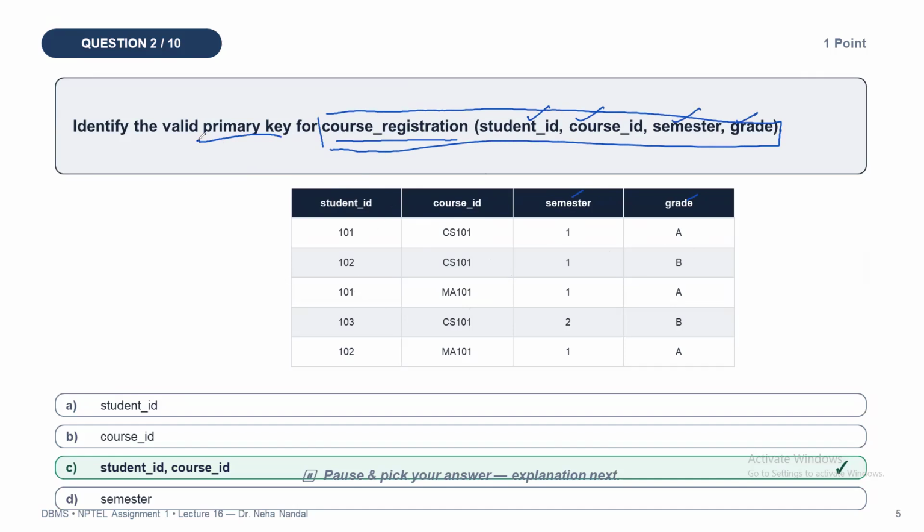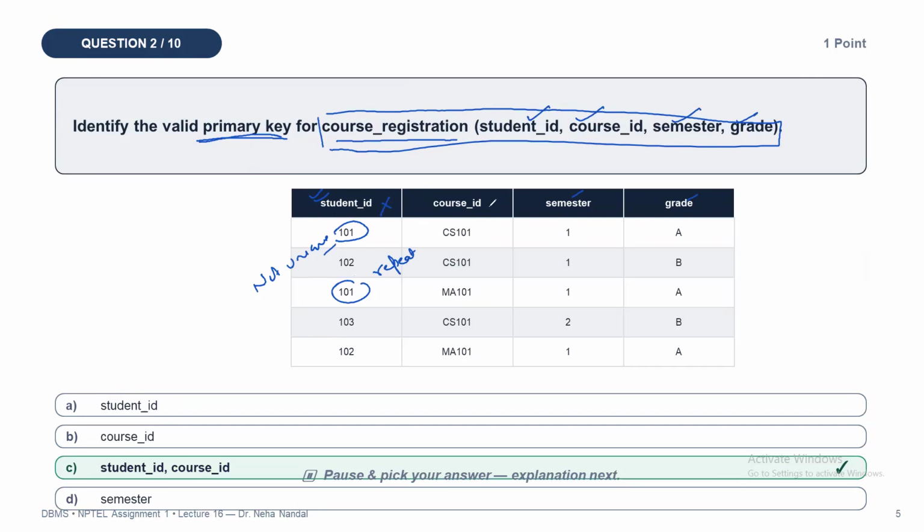A primary key is the one which uniquely identifies the entity. I hope you remember this definition. Here, if you observe student ID, you can see 101 and 101 repeat. So can it become a primary key? No. All values are not unique, so it cannot become a primary key.